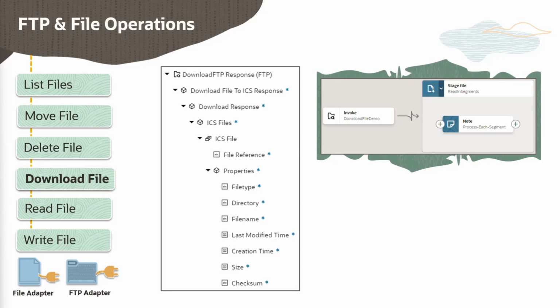Now, a common next step use case for larger downloaded files is to add a stage file action, configure a read file in segments operation, define the schema, then process those file records one chunk at a time as they are brought into memory.